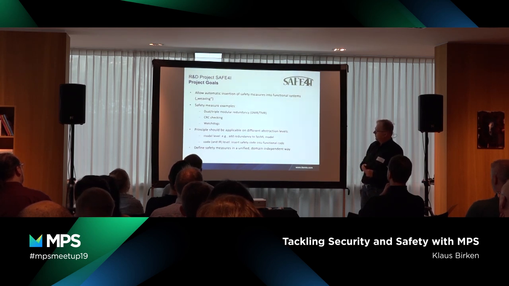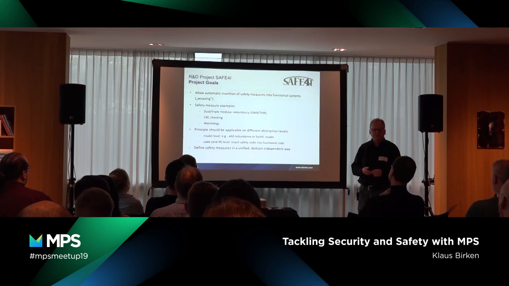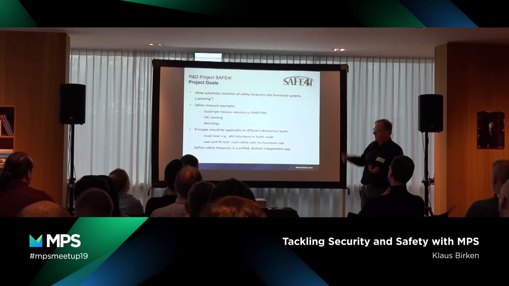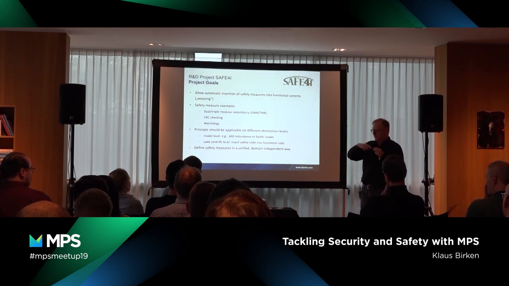There are other safety measures too. There's actually a whole list of 20 or 30 safety measures which we want to tackle in this project. CRC checking is the next one. It's also quite obvious. You have some communication channel and you want to find out if something wrong is happening on the communication channel. This can be done by applying CRC checking, and there are a lot of other measures.